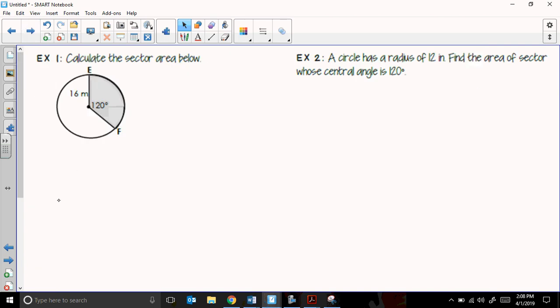So here we want to calculate the sector area. Here we know our central angle is 120 degrees, so that would make the arc measure also 120 degrees. So then we can do 120 degrees divided by 360 times the area of the circle. And since they didn't give us the area of the circle, we know that area of the circle is pi times the radius, which was 16 squared.